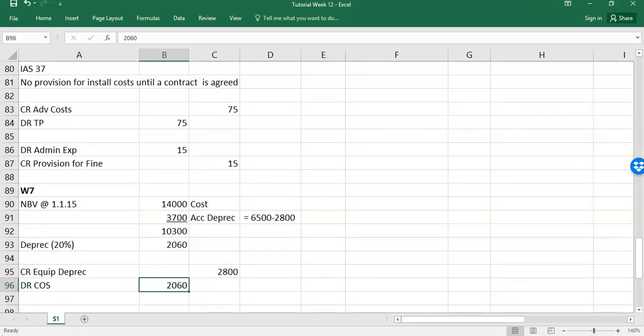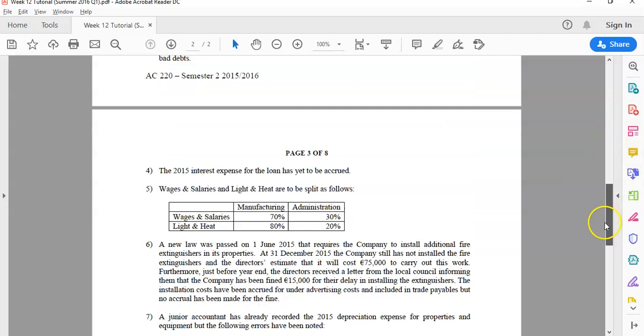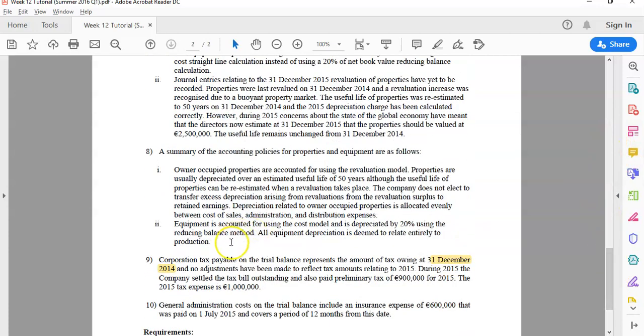2,060. So why I'm putting equipment depreciation and cost of sales, you're told down here all equipment depreciation is related entirely to production. That means it's a manufacturing cost, therefore it should go into cost of sales. So you need to read your notes carefully to see what it's telling you.